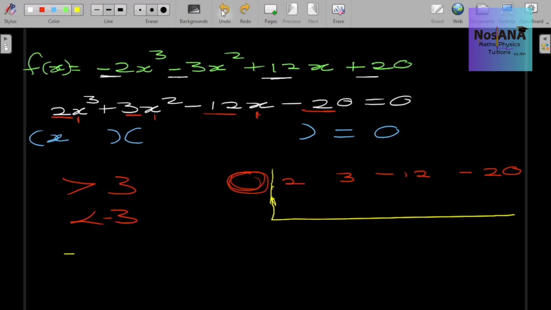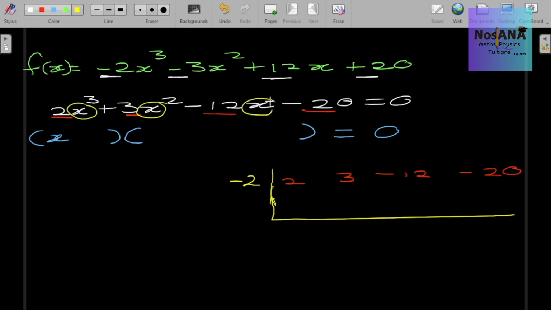In this question, our x value that is going to give us 0 is actually minus 2. So we'll put minus 2 over there. If you're putting minus 2 over here, don't forget to open brackets and put the x value there. In this case it's minus 2, so you put minus 2 there, and when you do that, it's going to give you 0.